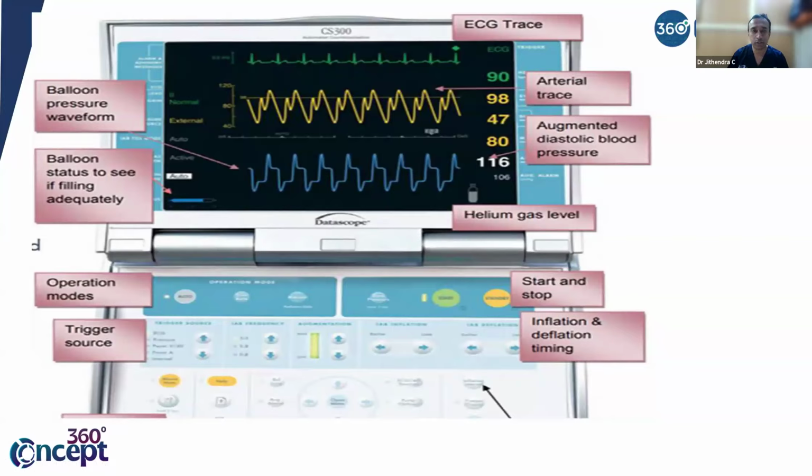You can write it in the chat box. So this is 1:1 augmentation. You can see every wave has augmentation, so that is 1:1.